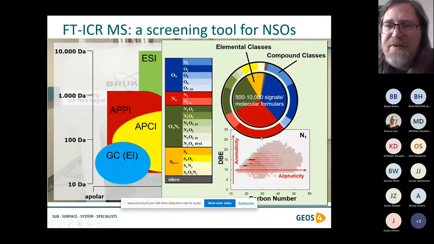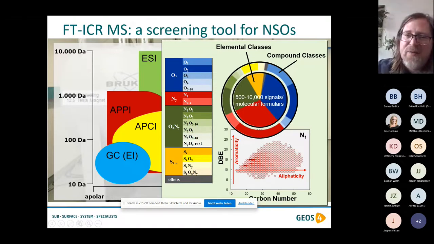Diving deeper into this data, we can also plot relative intensities within a certain compound class, done here using the DBE versus carbon number plot of the only one nitrogen containing compounds. Carbon number here stands for the amount of carbon in a molecule, and DBE stands for double bond equivalent, which means unsaturation in rings. Higher numbers correlate to higher aromaticity or larger aromatic core structures.